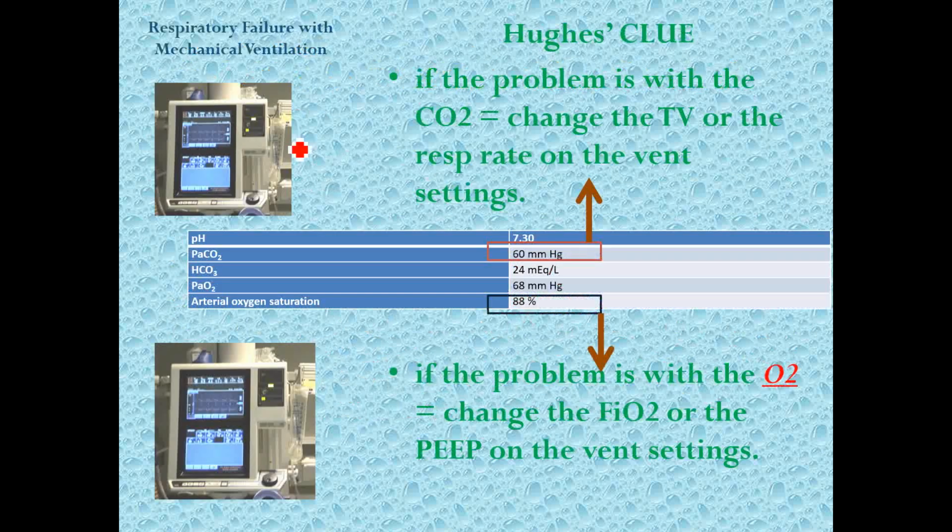And so that leads us to a restatement of this rule, one of what I call my Hughes clues. If the problem is with the CO2, change the tidal volume or the respiratory rate on the ventilator settings. If the problem is with oxygen, then change the FiO2 or the PEEP on the ventilator settings.